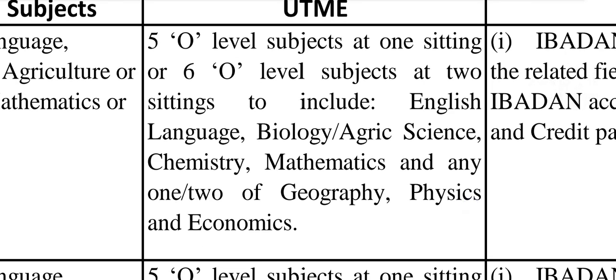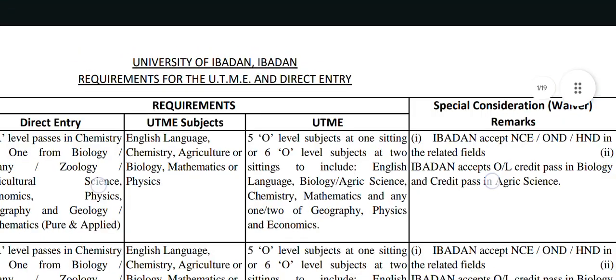English, biology or agric to be stated as 1. English, biology or agric. Chemistry, that's 3. Mathematics, that's 4. And any other 1 or 2. If you are using one sitting, you can choose one of geography or physics or economics. If it is 2 sittings you are using, you can choose geography and physics, geography and economics, physics and economics, and so on and so forth. So that's how it is being interpreted.